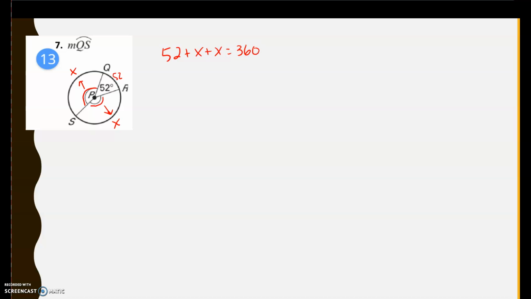So I'm just solving for my value of x, subtracting 52 from both sides. And I get 2x is equal to 308. x is equal to 154. So the value it's asking for is the measure of arc QS, which is 154.